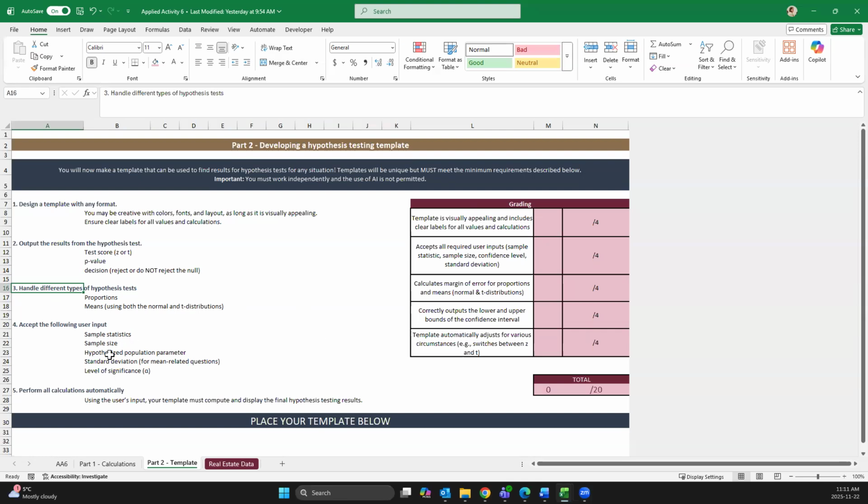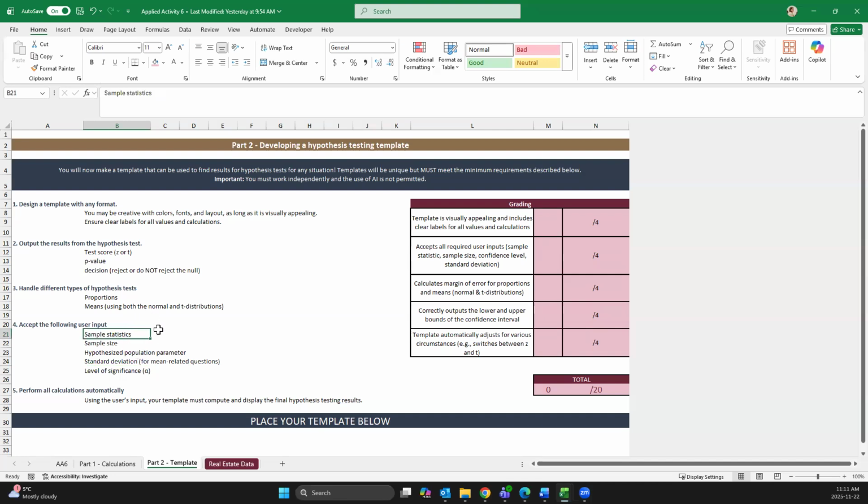For user input for the hypothesis test, you'll need sample statistics, you'll need the sample size, you'll need the hypothesized population parameter, the standard deviation if your question's about the mean. You don't need that for the proportions because the standard deviation is calculated from the proportion in our formula, the square root of p times 1 minus p over n, and you need the level of significance.